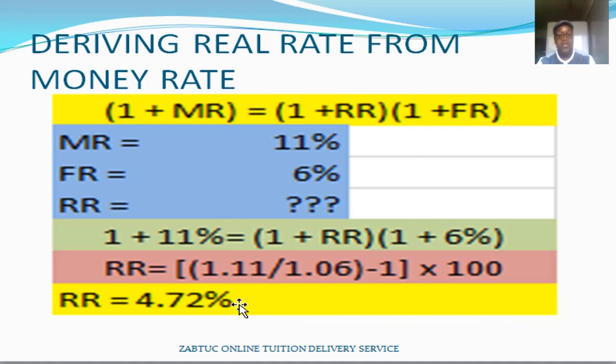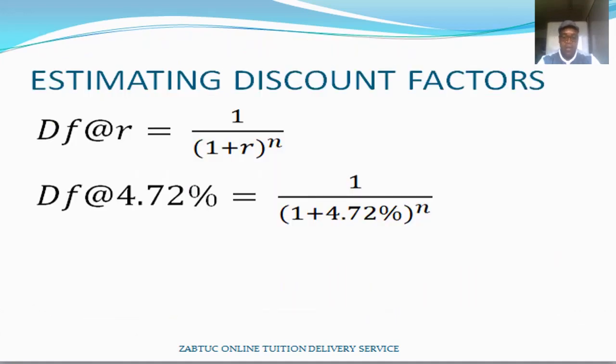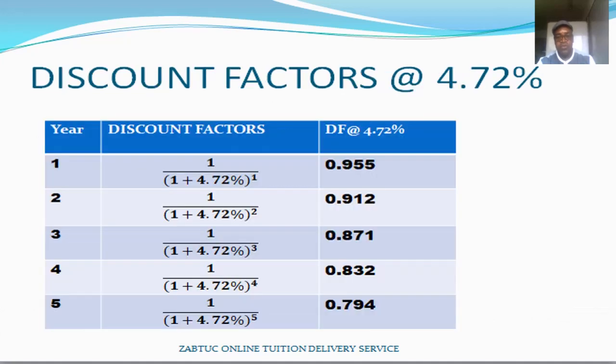Now, step number 2, you need to find discount factors at exactly 4.72%, so that the NPV you get under the inflated approach and when we ignore inflation is exactly the same. So how do we estimate the discount factor? Now remember, estimating discount factors at an interest rate R, this is what we do. In our case, our R is 4.72%, and our N is the period that we are looking at. If we do that correctly, the discount factors are calculated like that. So these are discount factors that you're now going to use at 4.72%.